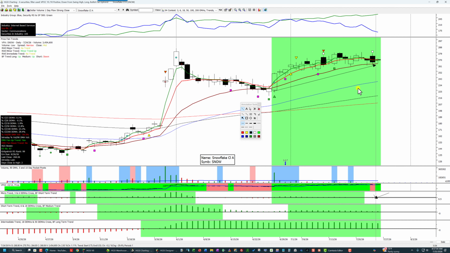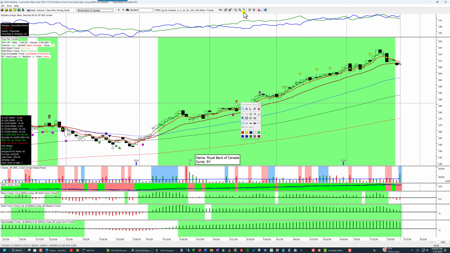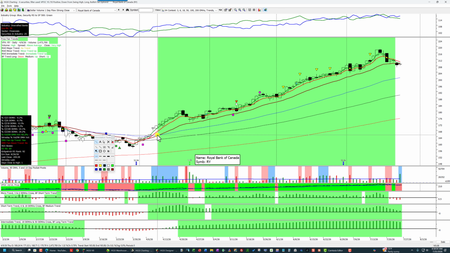Let's look at Royal Bank of Canada. You'll get the idea. Now look at this impulse move. Wow. This impulse move began here. Well, it actually began here, but if you're using the fan requirement, then it began here.